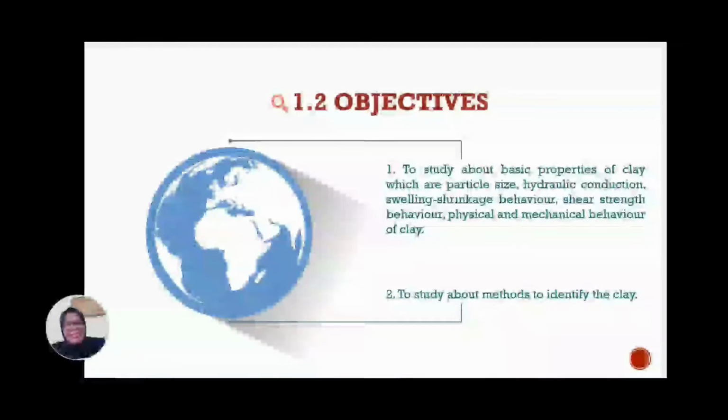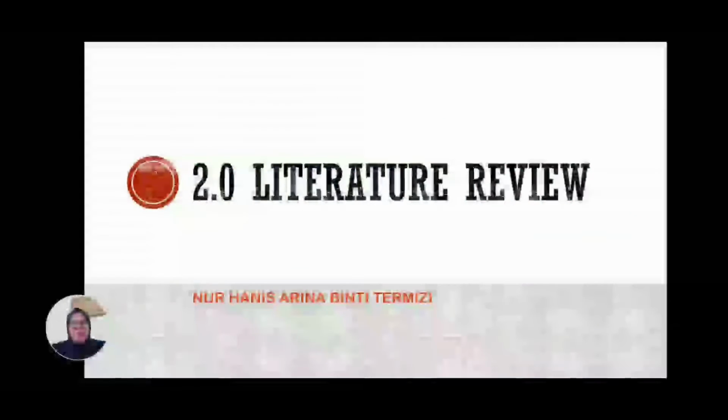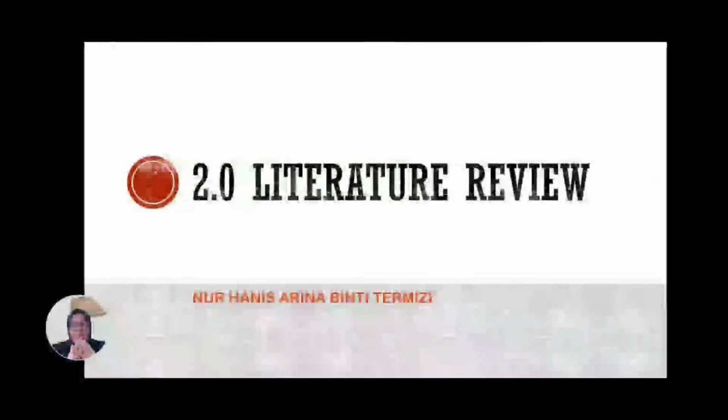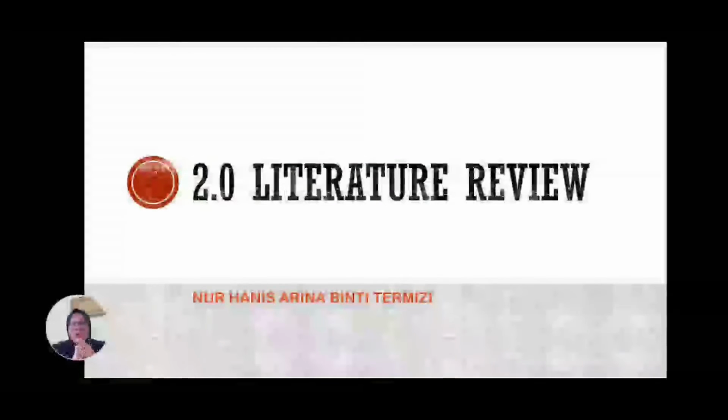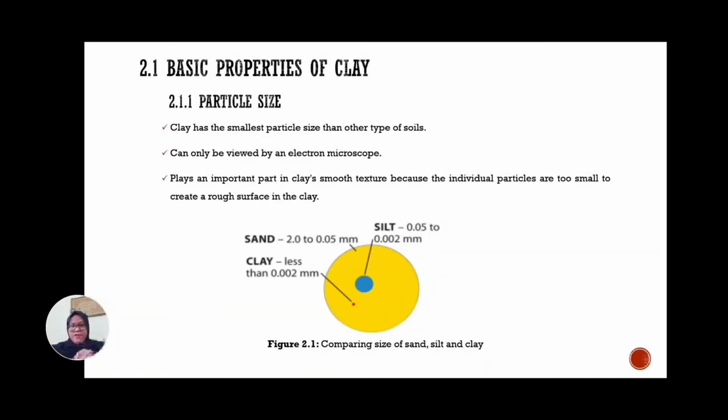So the next is the literature review, which will be presented by me again. In this chapter, I will present the 5 properties that have been mentioned in the objective. So the first property is particle size.